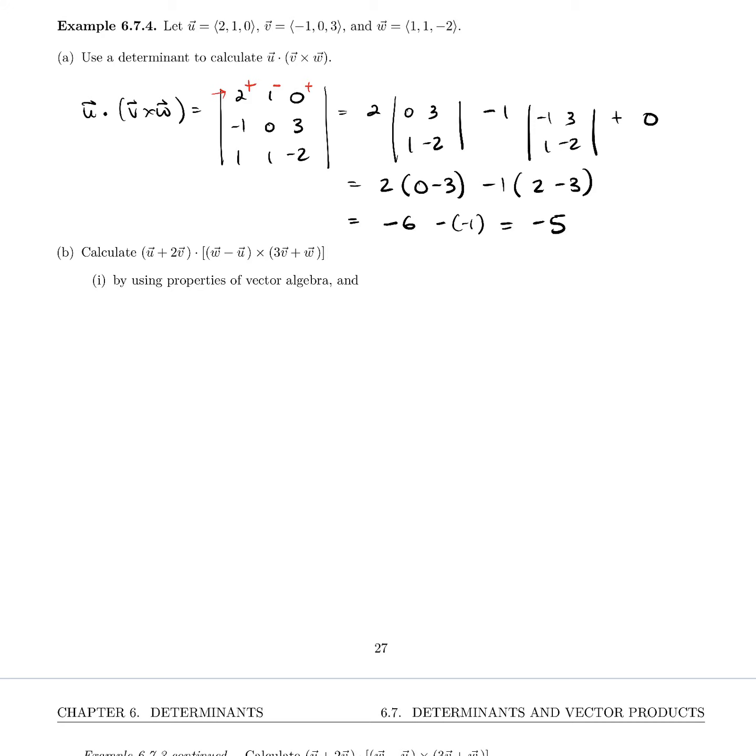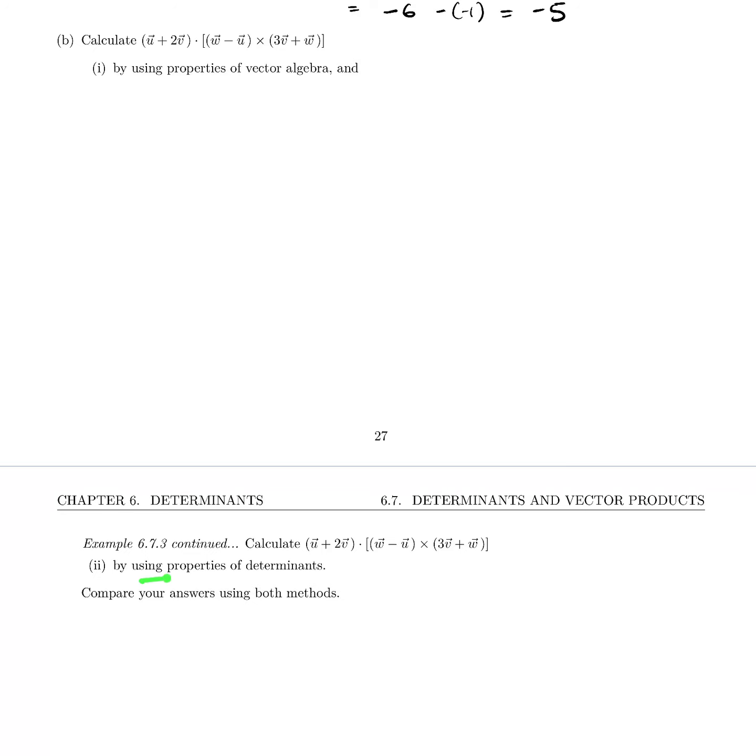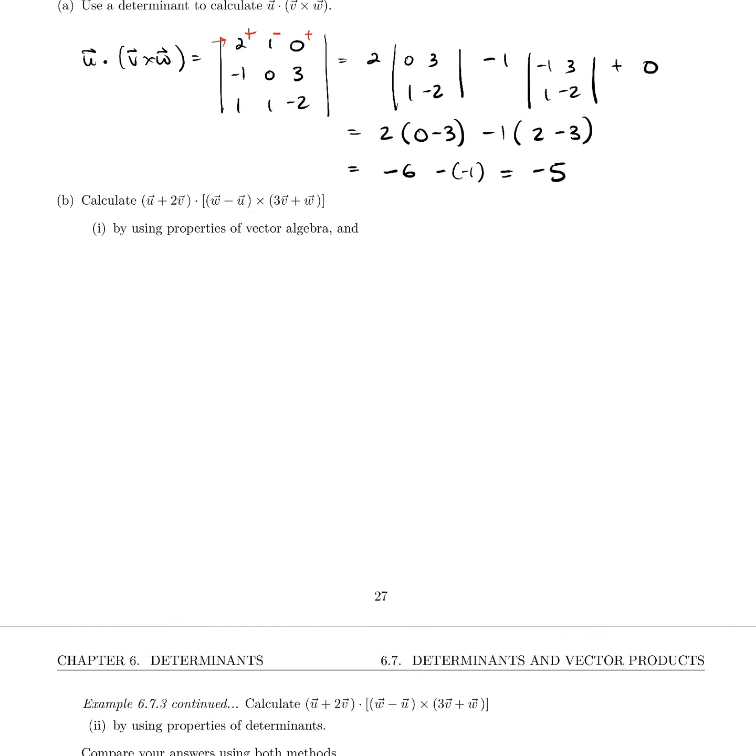Now, the second part, B, asks us to calculate the value of this expression 2 ways. The first way is how we would have done it in the chapter on vector algebra. So we're going to use the properties of vector algebra, and then we're going to use properties of determinants as our second method. So let us go here and expand. We're going to use the properties of the cross product.